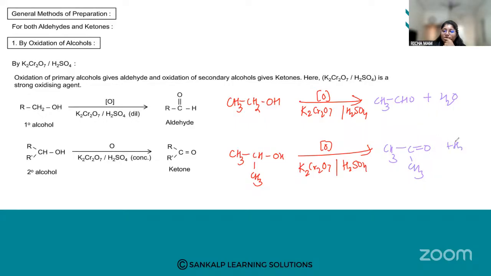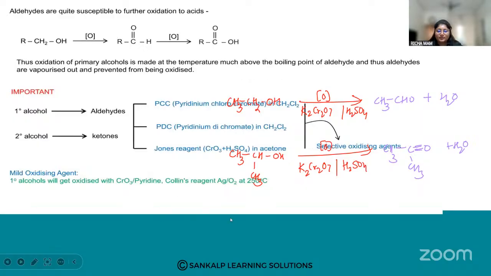Plus H2O. So what is happening in oxidation? You are removing the hydrogens. Is it clear? So we are doing oxidation in a controlled manner. If we have a primary alcohol and we do it in a controlled measure, first it is converted into aldehyde. Further, if you again oxidize it, it is converted into carboxylic acid.